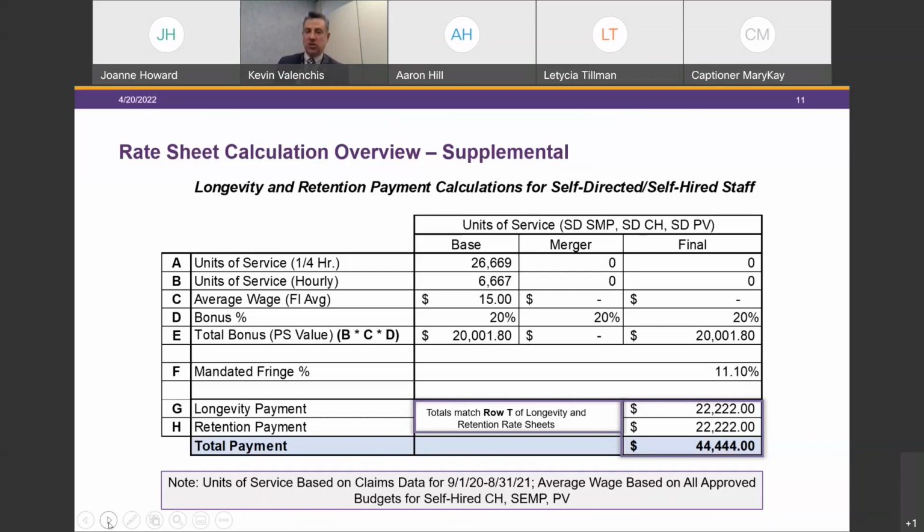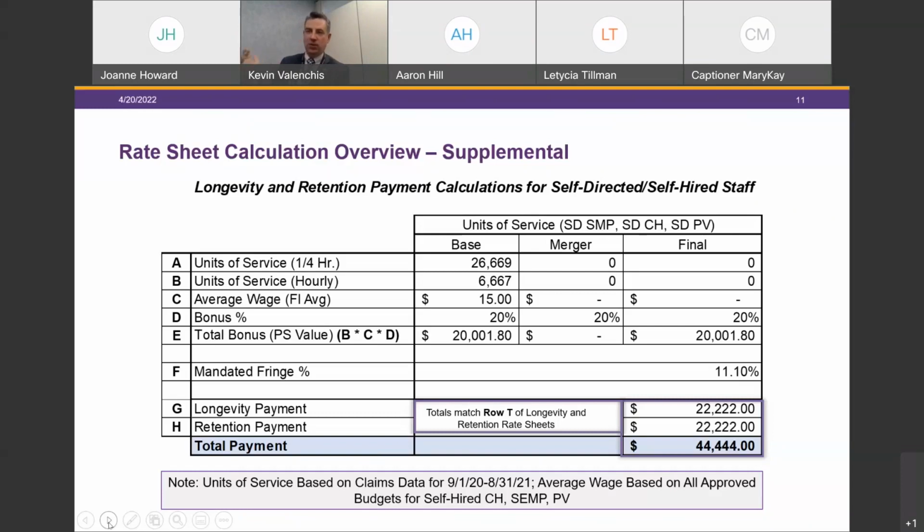We did explore some other options here with the self-directed, self-hired, looking at all approved budgets, not looking at utilization, looking at the CFR data. This approach was kind of like the middle of the road, right? And I think that this was reasonable and fair given how we had done the family care, looking at billed units. So in this case, again, you then bring in the agency's mandated fringe percentage.